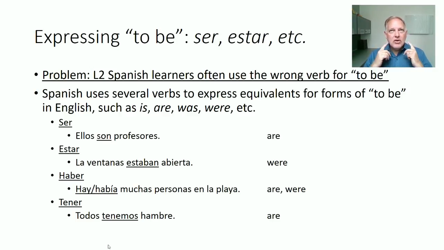Again, if you're thinking with your English, your L1, right? Are, were, it might not occur to you that it's hay or había. And then sometimes tener can also be an equivalent of forms of to be in English, right? We are all hungry. Todos tenemos hambre. So I've put those equivalents of the verb to be just to sort of reiterate that, if you're thinking in English, they're forms of the verb to be, right? But we're using 4 different verbs in Spanish. That makes it hard for learners.